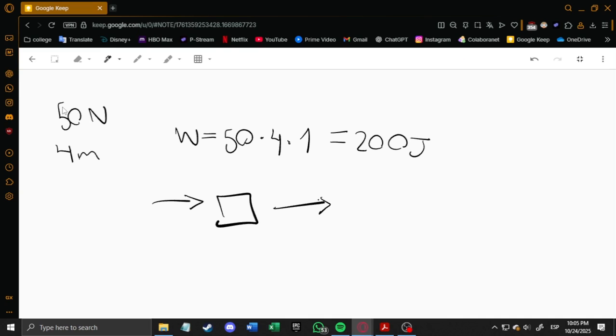So yeah, that's basically it. That is work and energy, how forces create movements, and how energy changes forms.